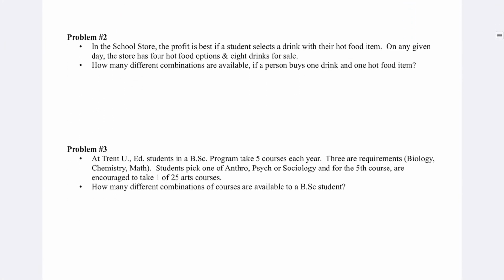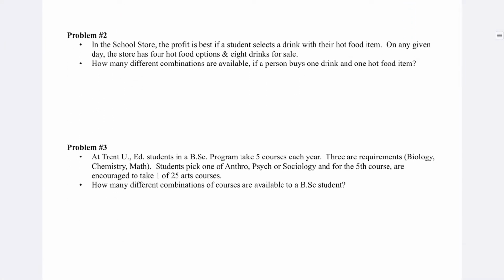Problem number 2. In a school store, the profit is best if a student selects a drink with their hot food item. On any given day, the store has 4 hot food options and 8 drinks for sale. How many different combinations are available if the person buys only 1 drink and 1 hot food item?